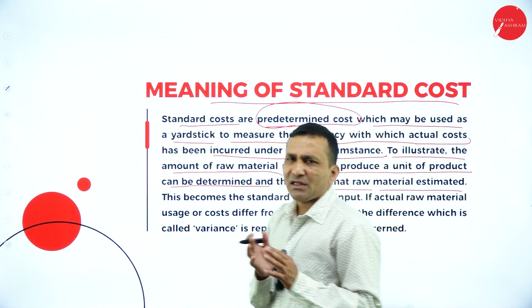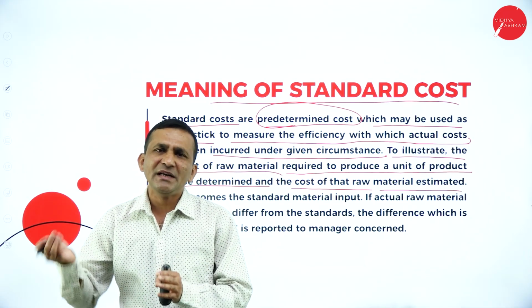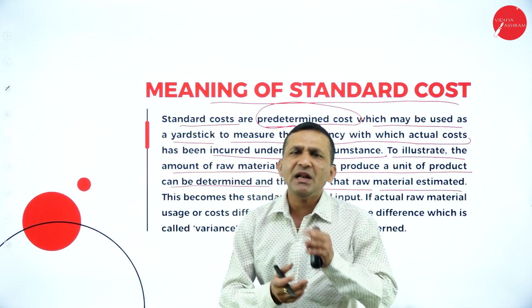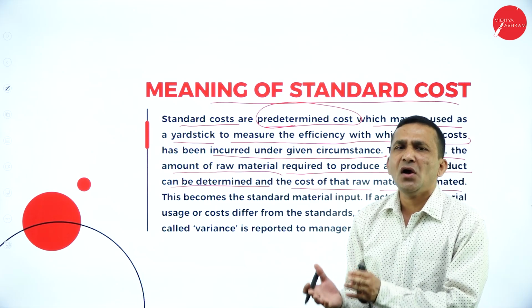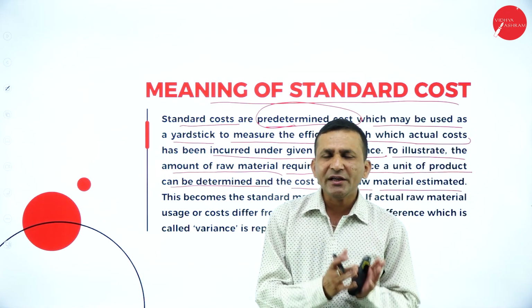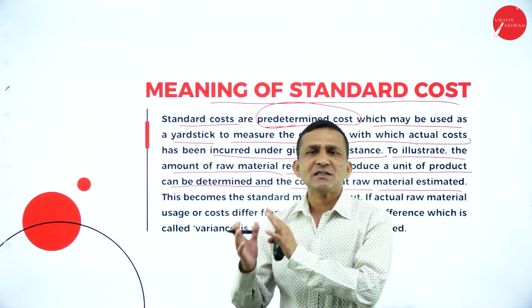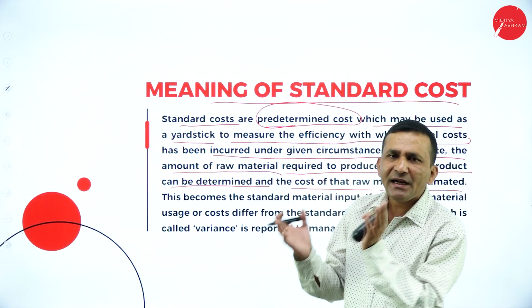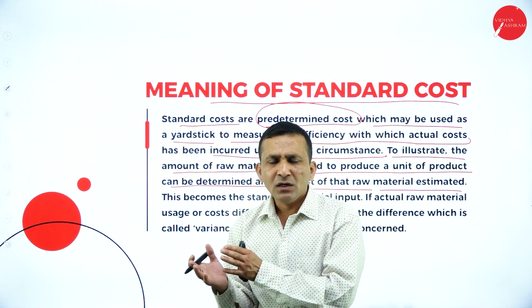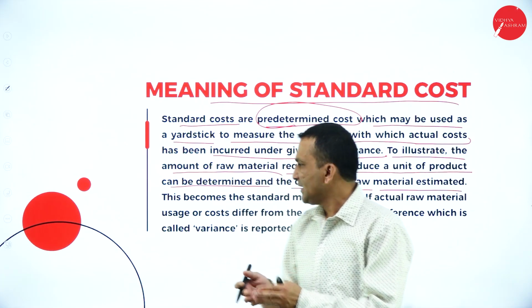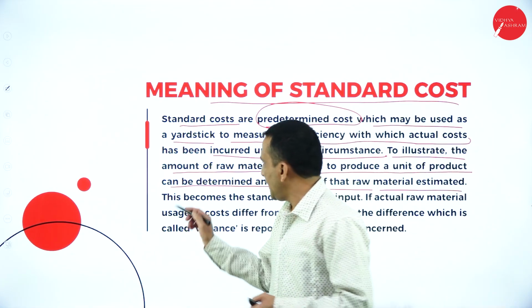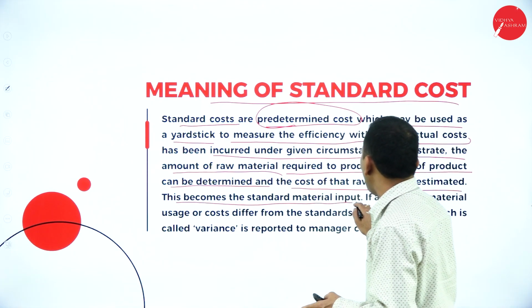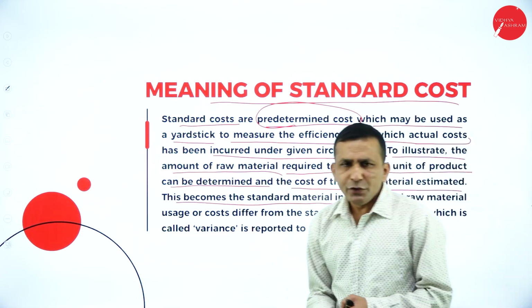For example, for each unit of production, what materials are consumed, how many laborers are required, and what other overheads are connected, whether you're talking about direct expense or indirect expense. Indirect expense is nothing but the overheads, right? How much raw material is estimated? This is the standard material input. So what material are you using?